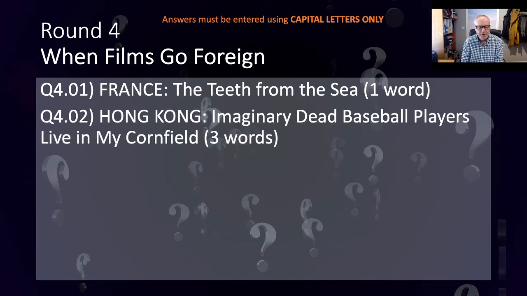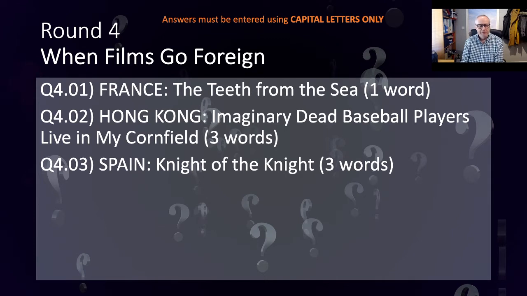Question number 2. So in Hong Kong, this film was called Imaginary Dead Baseball Players Live in My Cornfield. But what was the film when it was shown in the US and UK? So you're looking for a 3-word answer for the original name of the film in the English language.